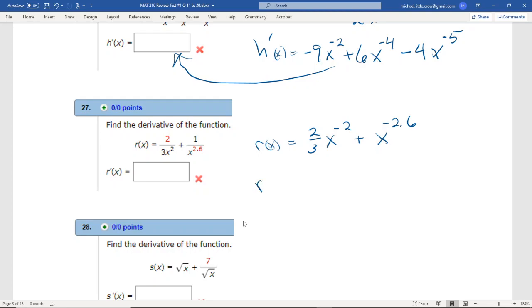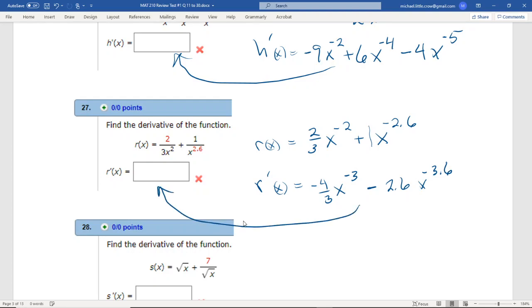Now we just take its derivative by using the power rules repeatedly. So the 2 comes down, we get negative 4/3, right? Negative 2 times 2 is negative 4. X, subtract 1 from 2, negative 2 minus 1 is going to give us negative 3. And then negative 2.6 is going to come down, so a negative times a positive is negative 2.6, really multiplying times 1, right? X, and then subtract 1 from the exponent, we're going to get minus 3.6. And that's what goes in the box.